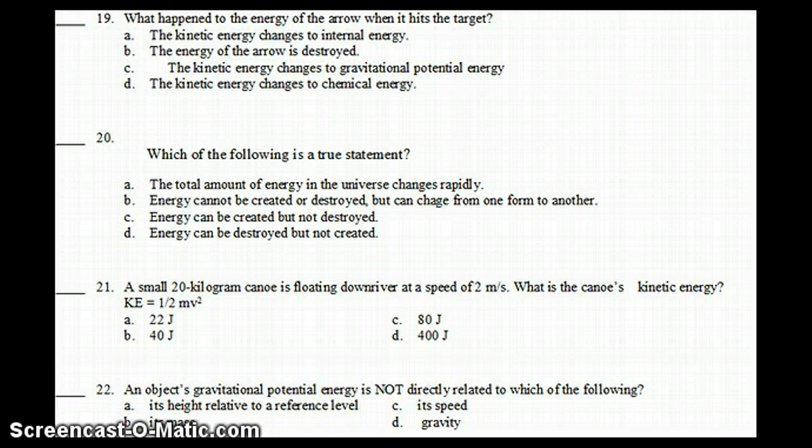A, the total amount of energy in the universe changes rapidly. B, the energy cannot be created or destroyed but can change from one form to another. C, energy can be created but not destroyed. Or D, energy can be destroyed but not created. Number 21.